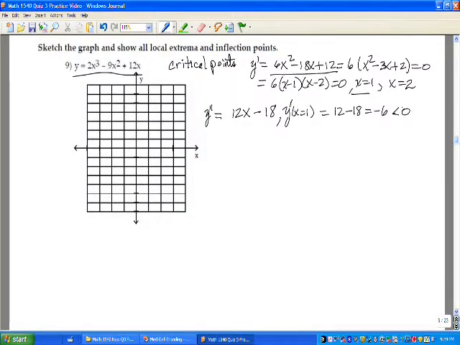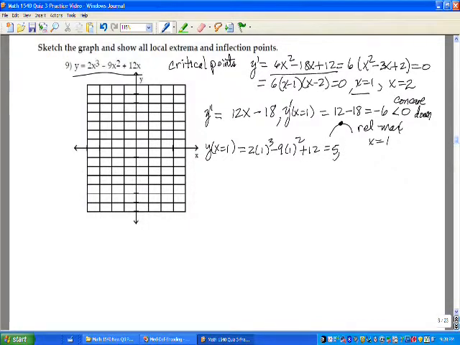That's less than 0. That means it's concave down. Since it's concave down, this would be a relative max at x equal 1. So the value of the function at x equal 1 is equal to 2 times 1 cubed minus 9 times 1 squared plus 12, and that equals 5. So we know that the point x equal 1 and y equal 5 is a relative max.